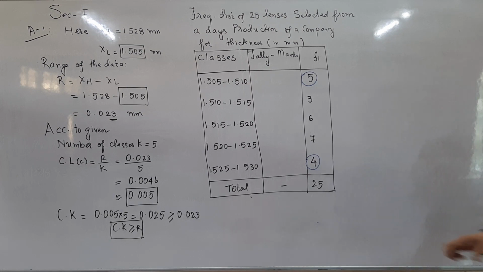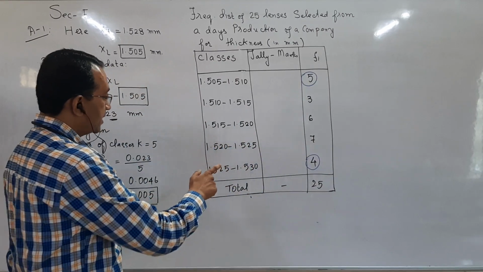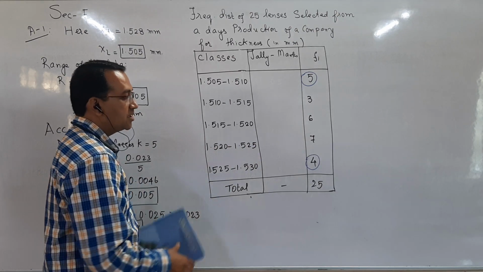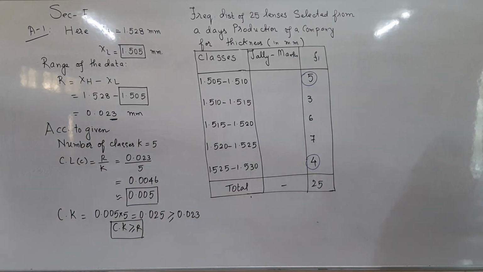Students, here 1.525 is included because the upper limit of a class is always included in the next class, but it is considered. So, what percentage of the lenses are defective? Here be careful, 1.525 is included. You have to consider more than or equal to 1.525.